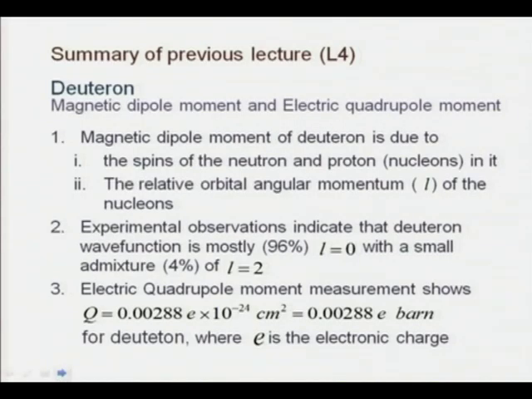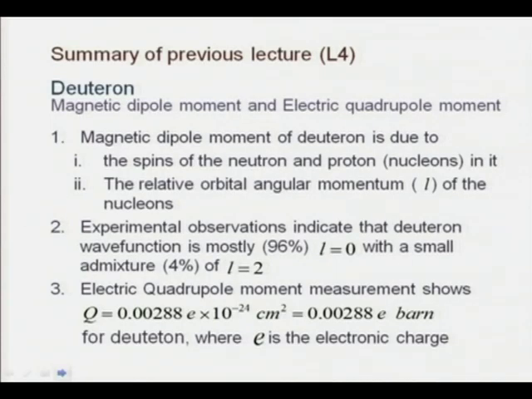We will continue our discussion on the nuclear force today. So, let us recap what we did in the last lecture. We discussed the deuteron, specifically its magnetic dipole moment and the electric quadrupole moment. And we saw that the magnetic dipole moment of the deuteron arises due to the spins of the nucleons, and also due to the orbital angular momentum of the nucleons inside the deuteron.